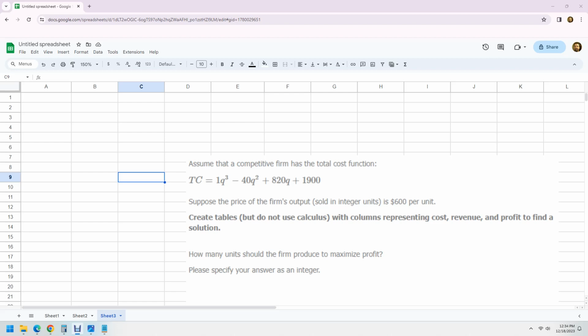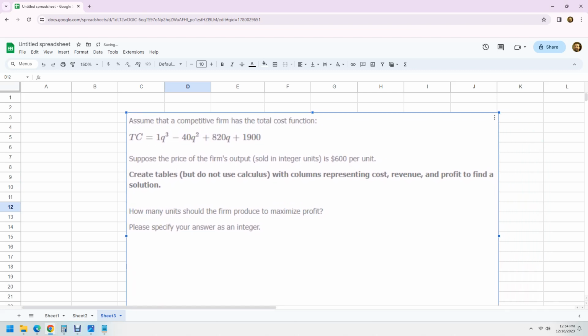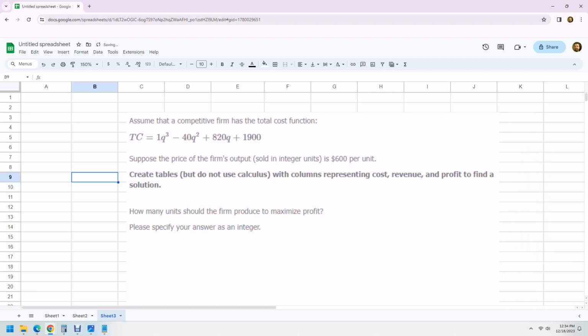In this video, I'm going to use Google Sheets to take this total cost function and find out how many units this firm should produce if they want to maximize profit. Now, in this problem, we're told not to use calculus. That's usually how we would do it. We would just take the partial derivative of this and then set that equal to 600, but we're told we're going to use tables here.